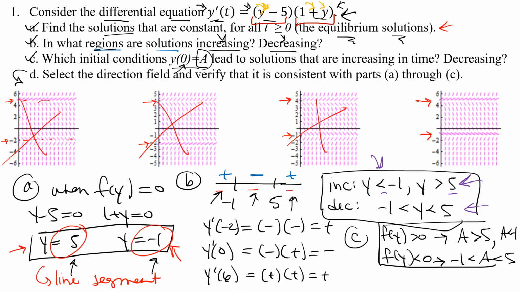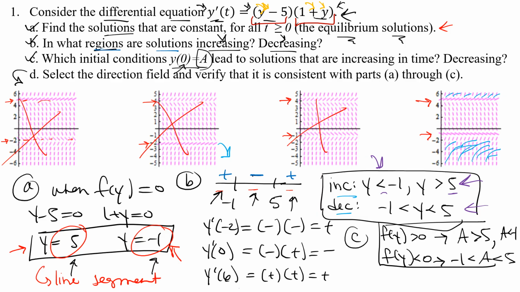Then in part B, what did we say about where the region is increasing and decreasing? We said that it's increasing when y is less than -1 and bigger than 5. So less than -1, if we can see here, the direction of these pieces is definitely increasing from left to right. And you can't really see it with the one up here, but you can see that the little segments are going up. So that matches with the increasing.